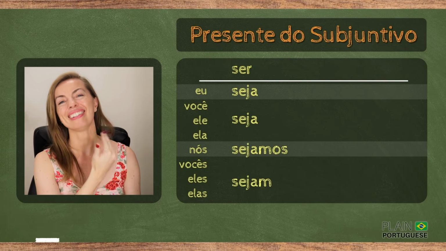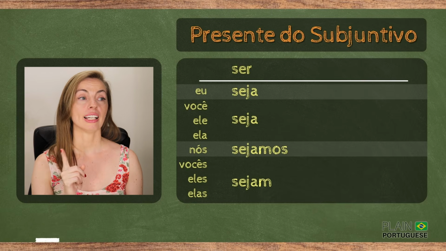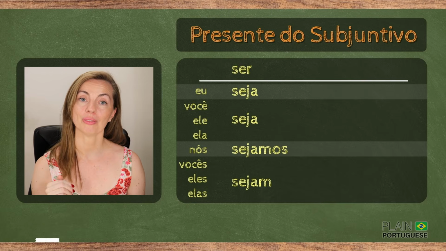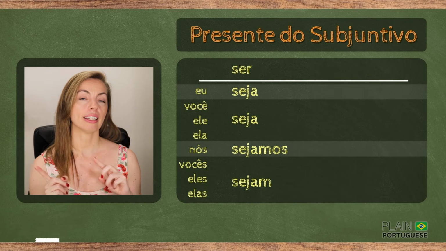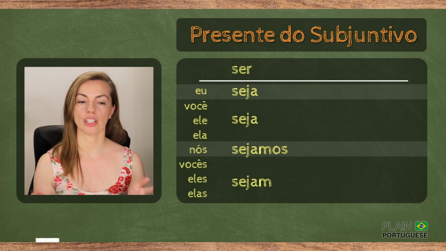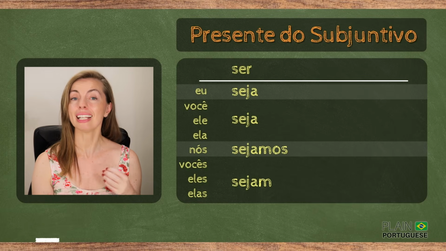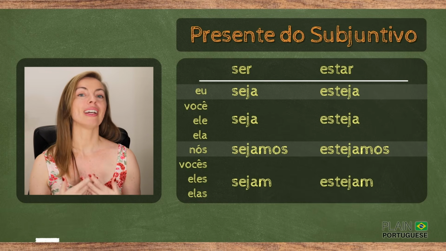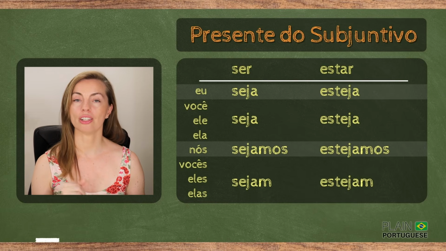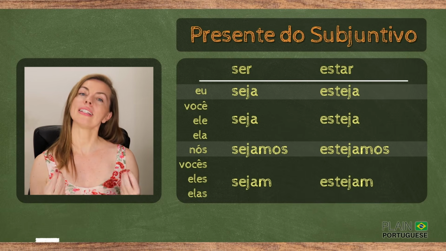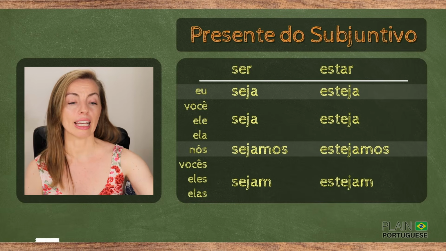For example, ser. Que eu seja, que você, que ele, que ela seja, que nós sejamos, que vocês, que eles, que elas sejam. Another common irregular verb that doesn't follow the pattern we have just learned is estar. Que eu esteja, que você, que ele, que ela esteja, que nós estejamos, que vocês, que eles, que elas estejam.